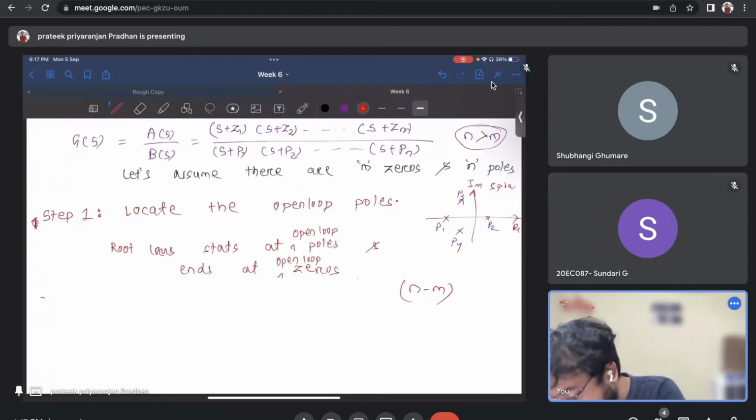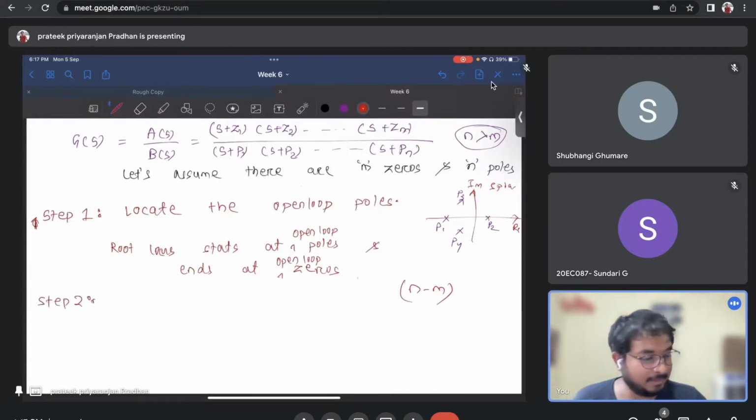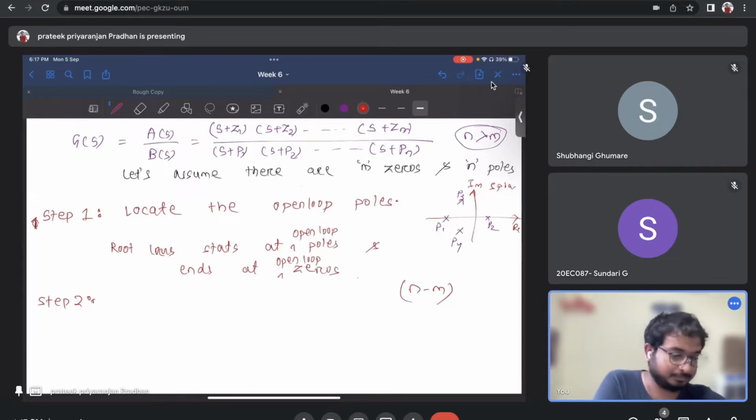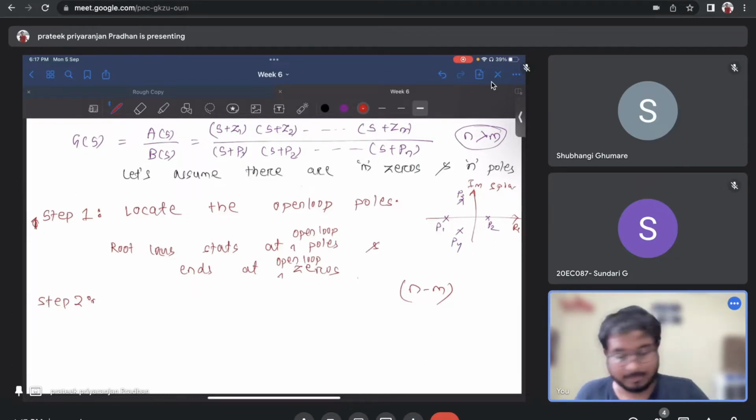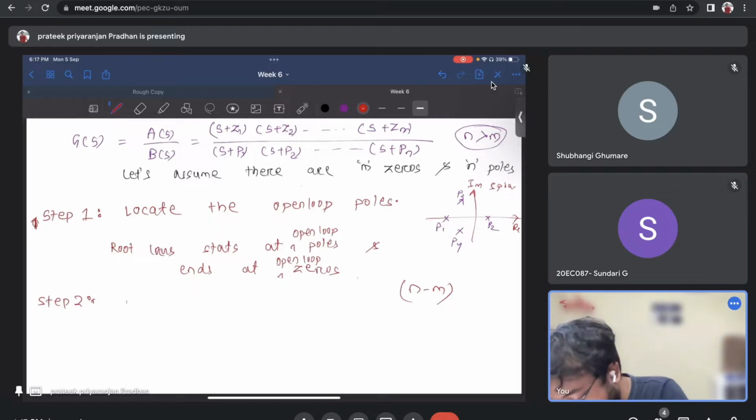Step two: locate the poles on the real axis.